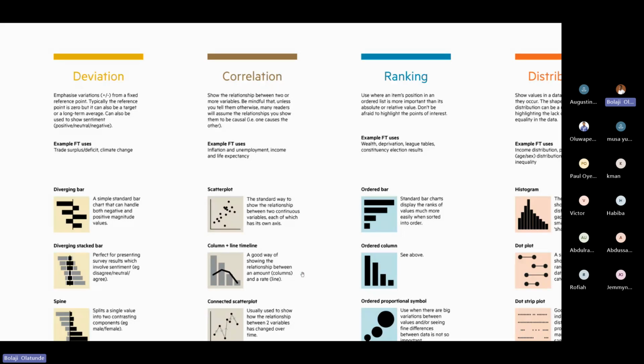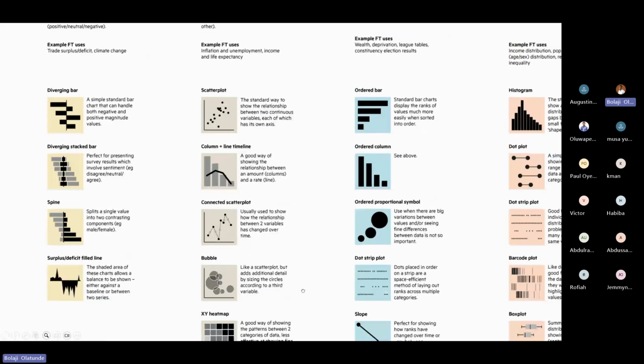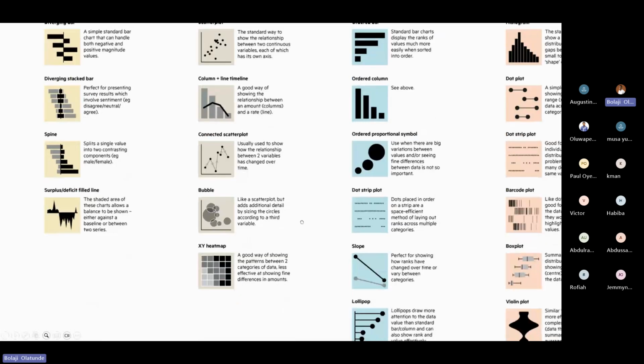So that's one way of doing correlation. And then we also have a bubble map. And we also have a heat map, right? Maybe we may not have thought that a heat map shows correlation.